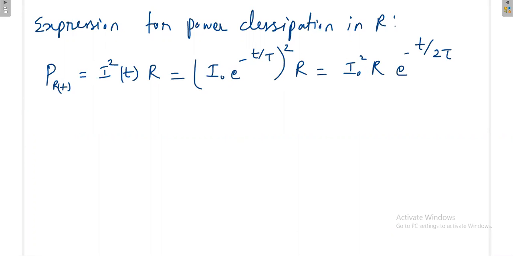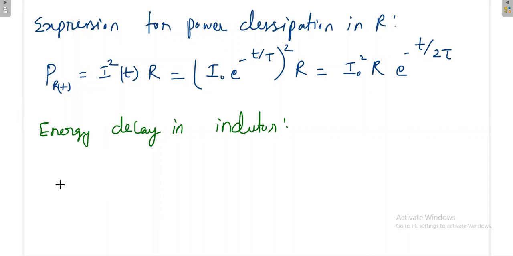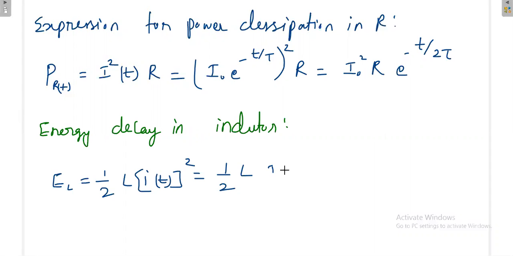Then energy decay in the inductor. Next one is energy decay in inductor. That is energy E_L(t) is equal to 1 by 2 L i(t) squared, that is 1 by 2 L I naught squared e power minus 2t by tau. So this is the energy decay in the inductor. Again, the energy decay is faster than the current or voltage decay across the inductor.